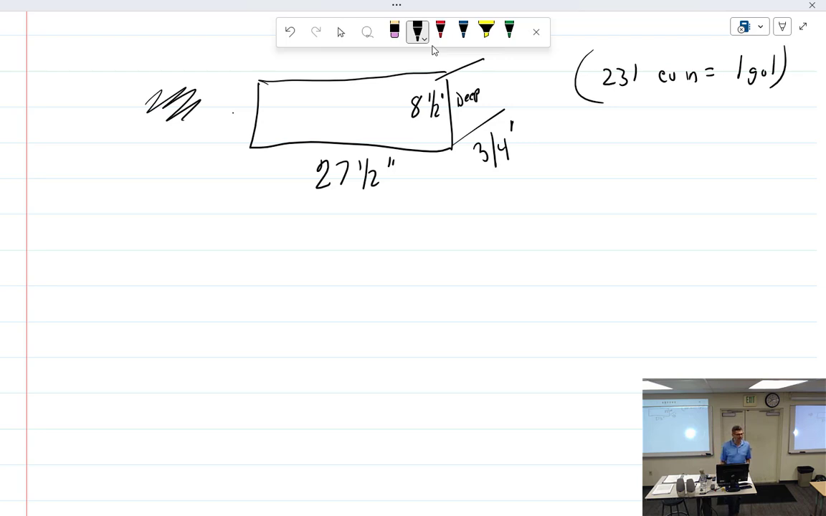You want to go inches? I would, because it says right there, inches. So all we have to do is convert the width to inches. What is 3/4 foot in inches? That is 12 times 3/4, which equals 9 inches. So what is my total cubic inches of this thing?